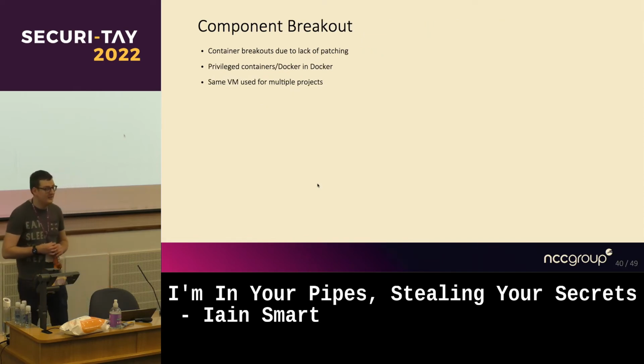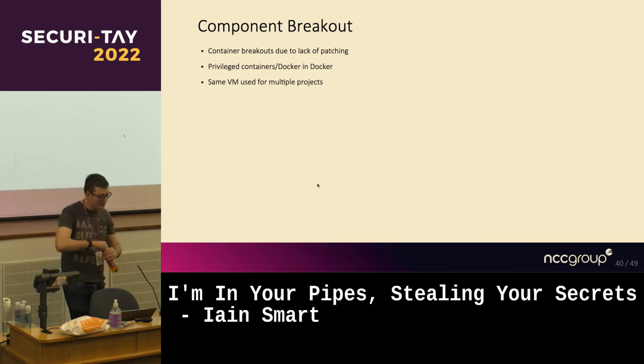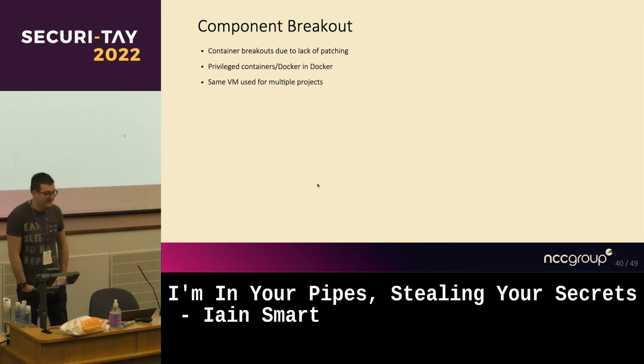Component breakout is another one. I've not spoken about container breakouts because I kind of wanted to avoid scope creep. A lot of CI environments say if you want this to work nicely and you want to be able to run Docker stuff, just enable Docker in Docker. Docker in Docker is really cool because it does exactly what it says on the tin. But unfortunately, it requires you to run a privileged container.